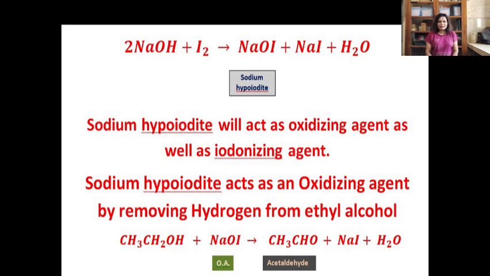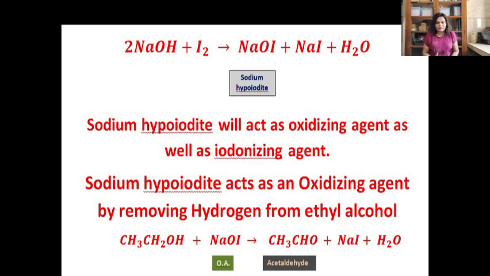So the overall reaction will be CH3CH2OH plus 4 molecules of I2 plus 6 NaOH, that will give rise to CHI3 yellow precipitate. Along with that, we'll get sodium formate, HCOONa, plus 5 molecules of sodium iodide plus water.